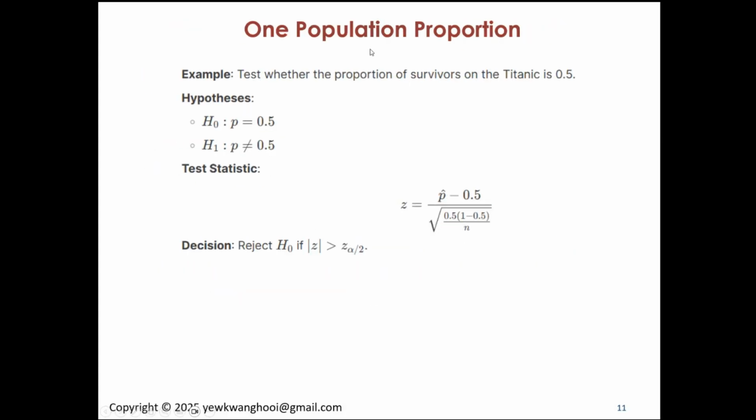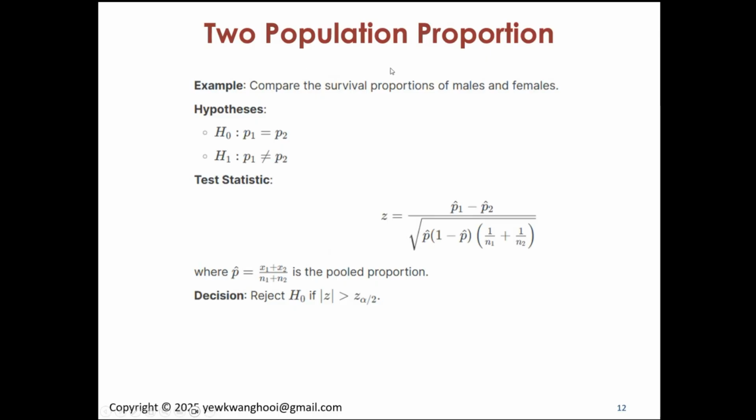So if you look at it, for one population: hypothesis, determine the Z, find the critical Z, then decide whether to reject or not. If the calculated Z is bigger than the critical Z, reject the hypothesis. All right. Same goes for two populations. You see, hypothesis first, then determine the Z. What is different? The formula to get the Z. And then find the critical Z.